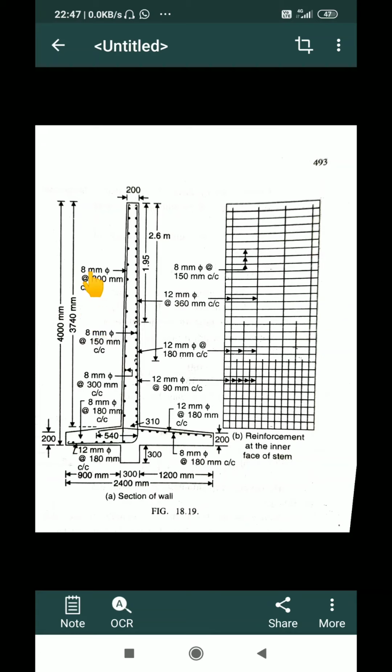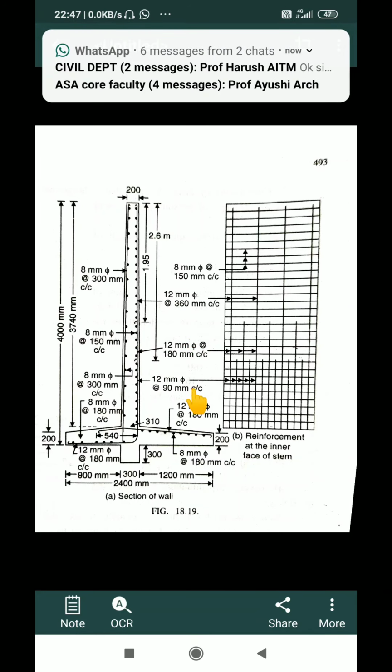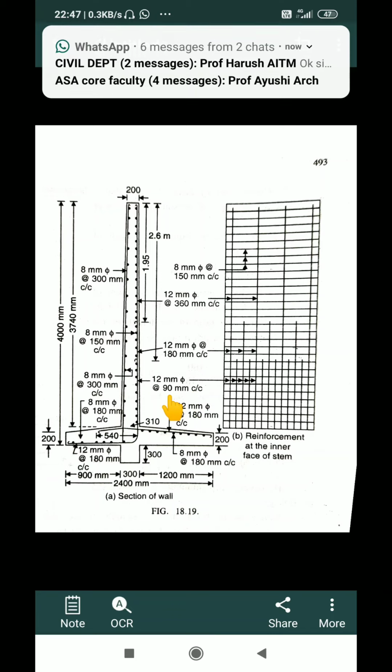So when it bends in this manner, this side of the stem will be under tension, whereas this side of the stem will be under compression. Since there is tension on this side, I will provide the main bars on this side. You can see the main bars are 12 mm dia at 90 mm center to center.